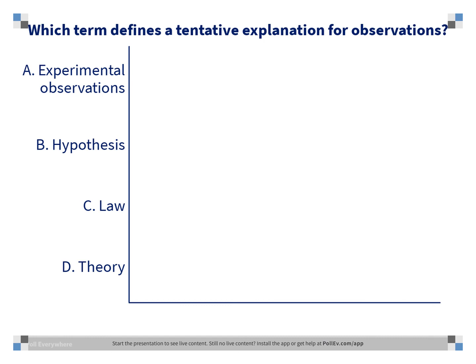The correct answer is B, hypothesis. It is tentative, meaning we are unsure. It is a guess. It answers the question why, so it is an explanation.